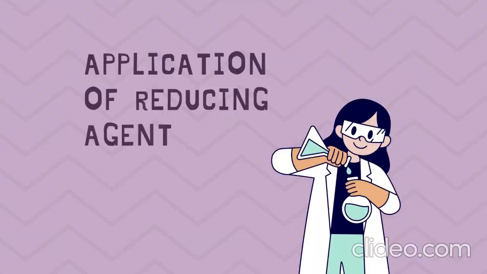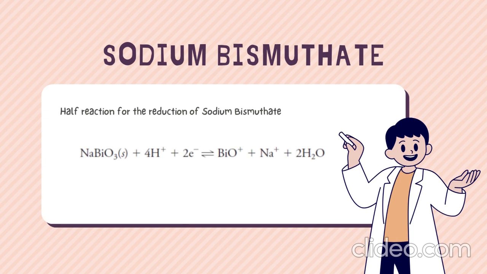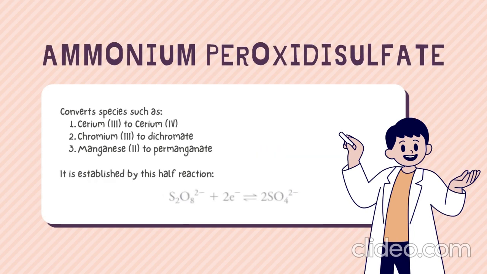For the application of oxidizing agents, first we have the reagent sodium bismutate. Sodium bismutate is an oxidizing agent capable of converting ions such as manganese into permanganate. In applying this reagent, it should be performed by taking the bismutate suspended in the analyte solution and boiling it for a few seconds. The unused reagent will be removed via filtration. The half reaction for the reduction of bismutate is given with the chemical reaction below.